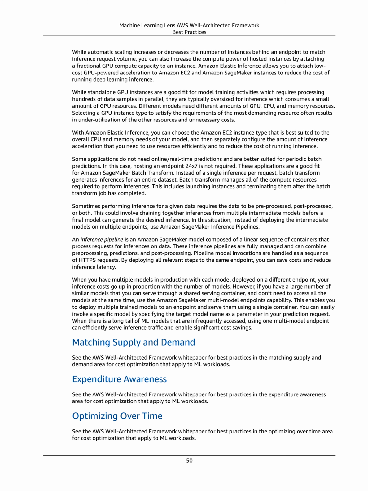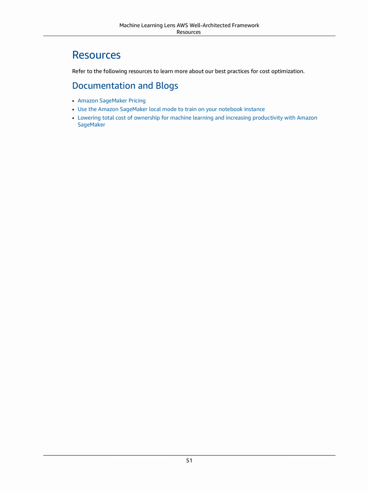Matching supply and demand. See the AWS Well-Architected Framework whitepaper for best practices in the matching supply and demand area for cost optimization that apply to ML workloads. Expenditure awareness. See the AWS Well-Architected Framework whitepaper for best practices in the expenditure awareness area for cost optimization that apply to ML workloads. Optimizing over time. See the AWS Well-Architected Framework whitepaper for best practices in the optimizing over time area for cost optimization that apply to ML workloads.